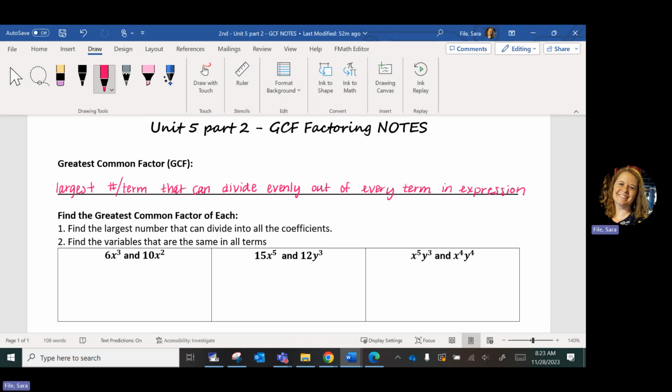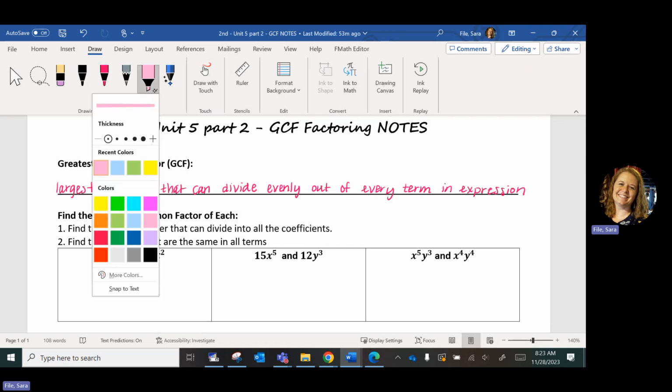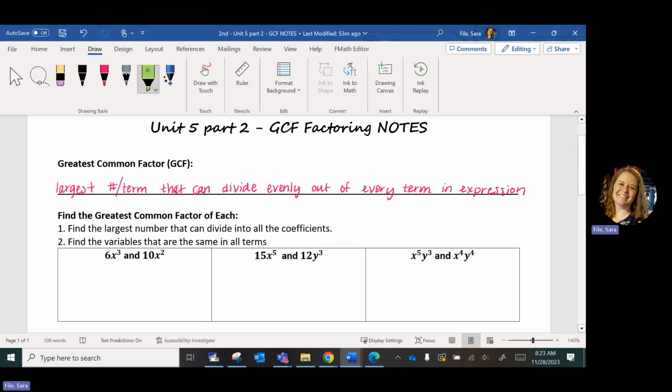So for finding the greatest common factor, you're going to find the largest number that can divide out of the coefficients. So for the number, we're looking at the coefficients. So the largest number that can divide out of all the coefficients. I'm going to color code here for us. The coefficients are the actual numbers. And that last one doesn't have any.